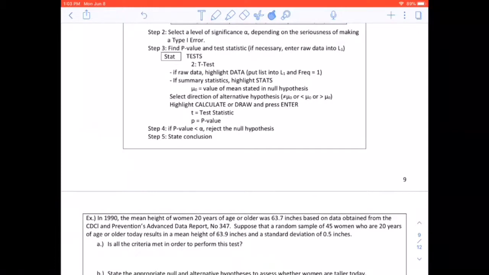If raw data is given, we're going to highlight Data, put your values into L1, and frequency needs to be set to 1. If summary statistics are given, highlight Stats. Mu naught is going to be the value of the mean stated in the null hypothesis. You need to state the direction for the alternative hypothesis, and then calculate, select Enter. Then we're going to get our T statistic, which is our test statistic, and our P, which is our p-value. If the p-value is less than alpha, we reject the null hypothesis, and then we're going to state our conclusion.